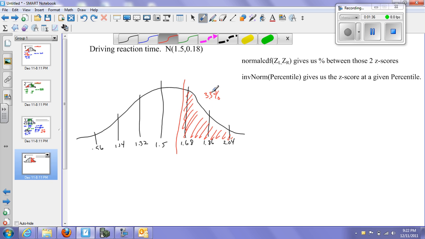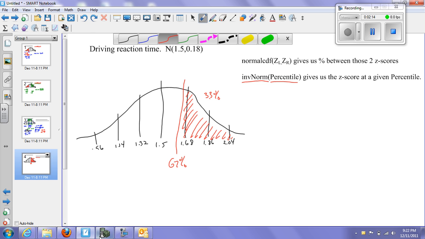So if 33% of the people are to the right here, that means that when I'm looking for percentile, I'm always looking from the line that I'm looking at to the left. So this would be my 67th percentile. So my 67th percentile is going to represent my slowest one-third. Well, what's the z-score for a 67th percentile? If I know my percentile, I can use inverse norm to find the z-score.